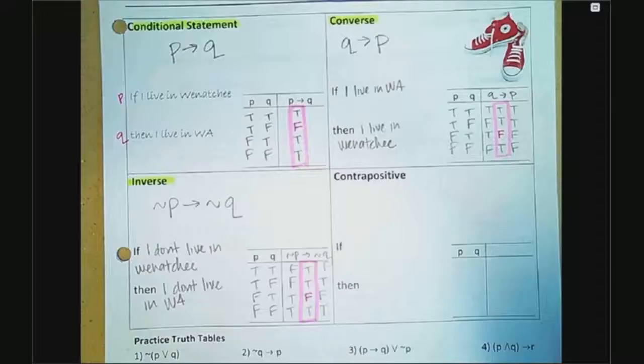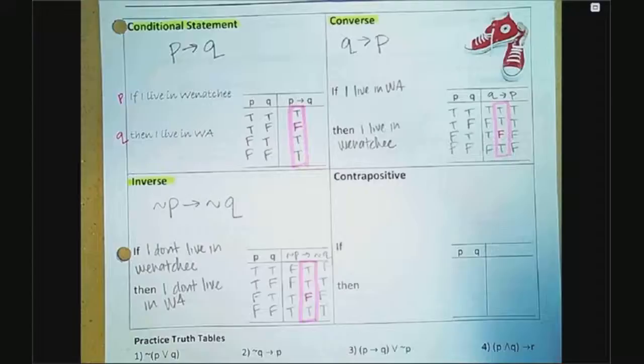One way that we can say this is, if P then Q. Pretty common, if-then. We can say if P, comma Q, or P implies Q, or P only if Q.